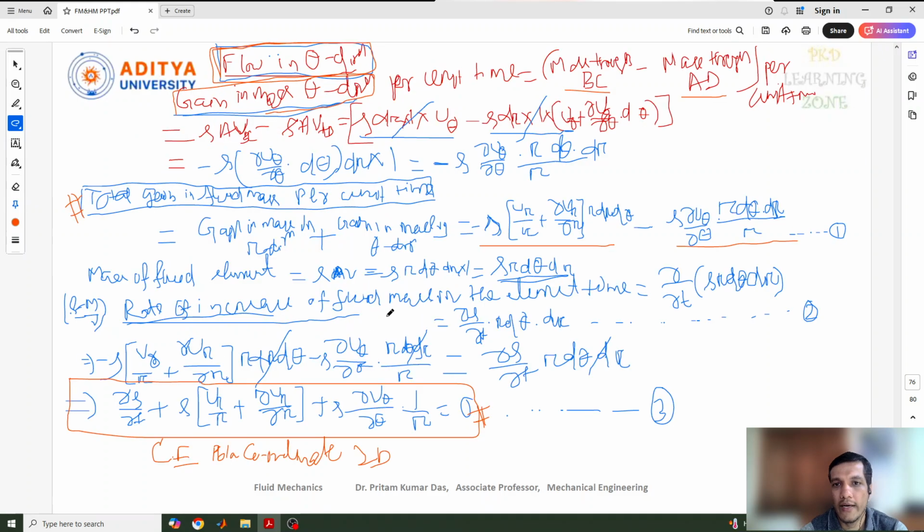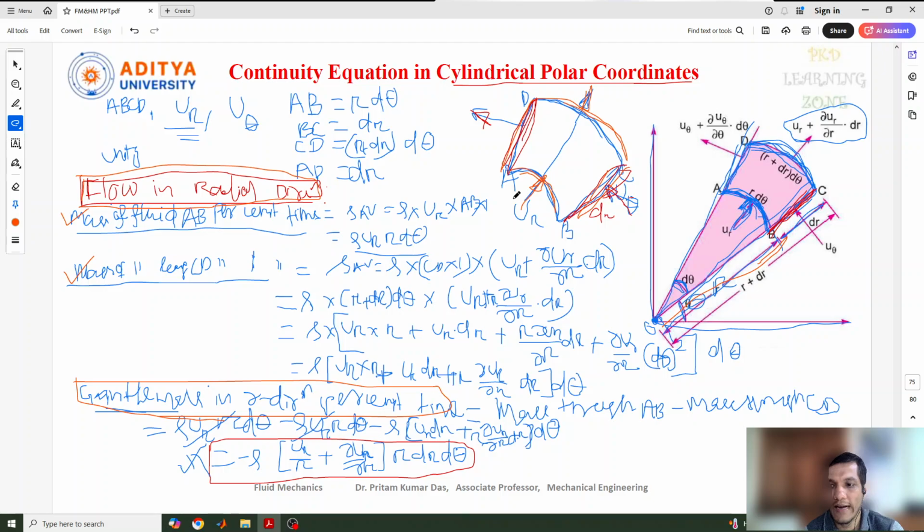So I hope you understand this derivation. This is a little bit lengthy, but I hope you understand.